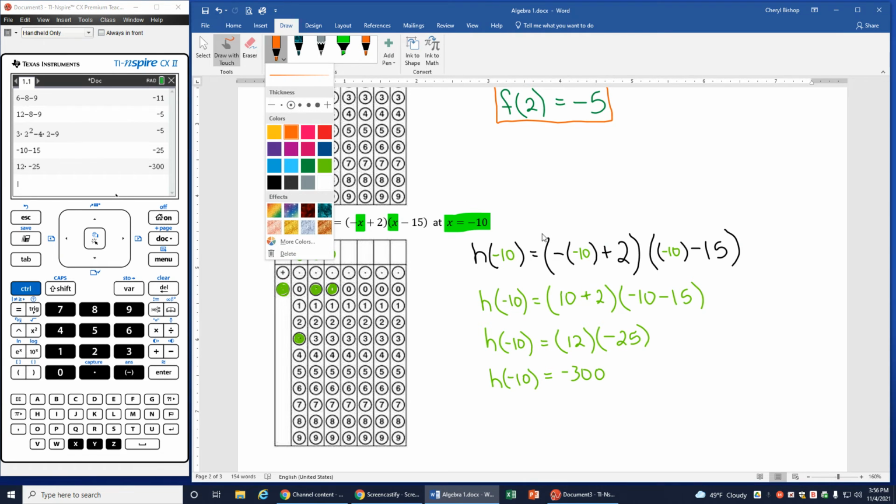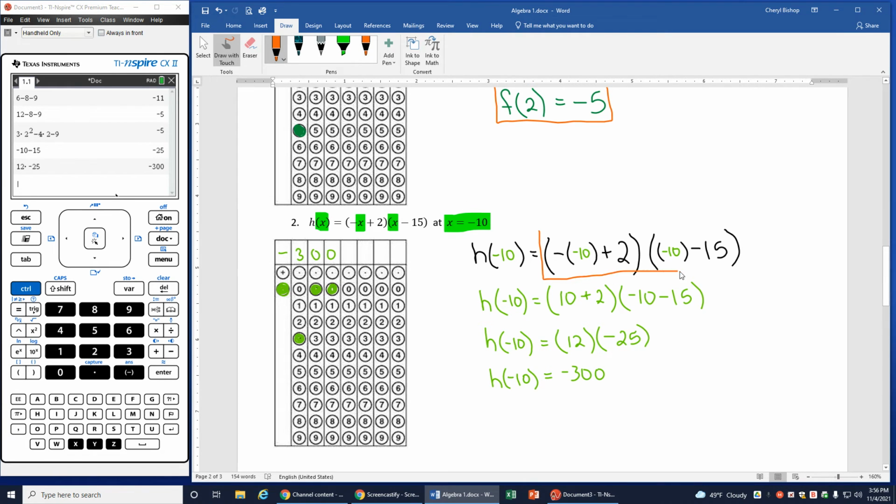Okay. Again, the bonus with the calculator like this is I could have just typed in from the very beginning. I could have just typed this into the calculator. It's a lot of parentheses to keep track of, so you have to be careful. Parentheses, negative, parentheses, negative 10, parentheses, plus 2, close parentheses, open parentheses, negative 10, close parentheses, minus 15, close parentheses.